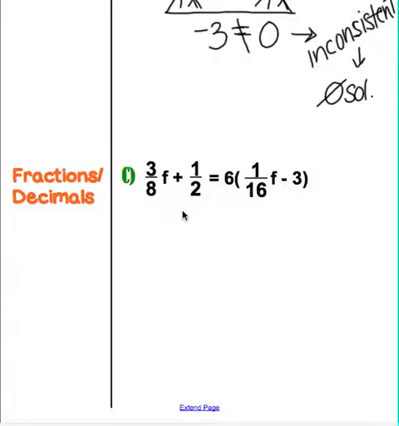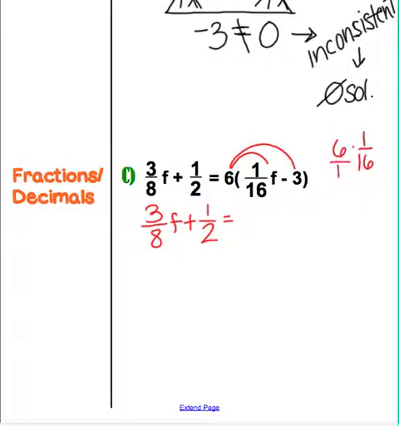Continue on taking a look at some problems that have fractions and decimals. So before we can start working with these fractions and decimals, I am going to distribute this 6 to both terms. So we have 6 times 1/16, and I'm going to first rewrite 3/8 f plus 1/2 equal to 6 times 1/16, which, if I do my work over here, if you recall, put that over 1.